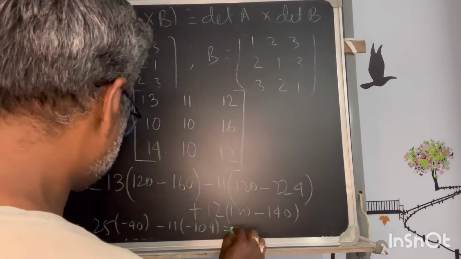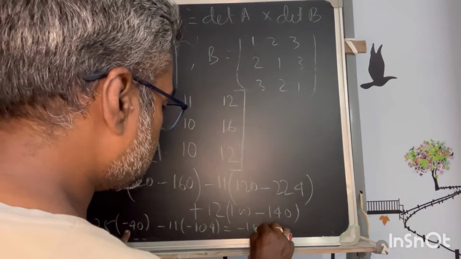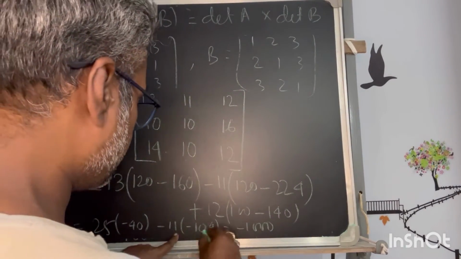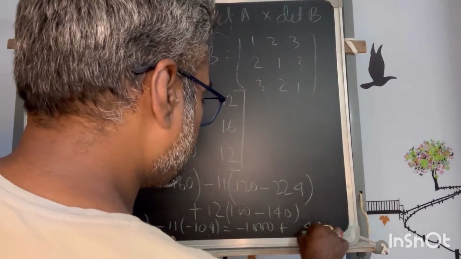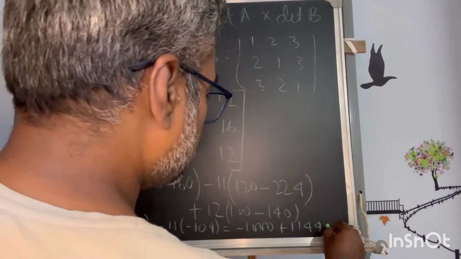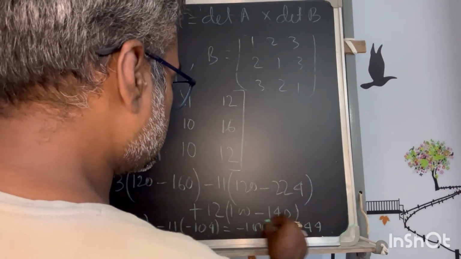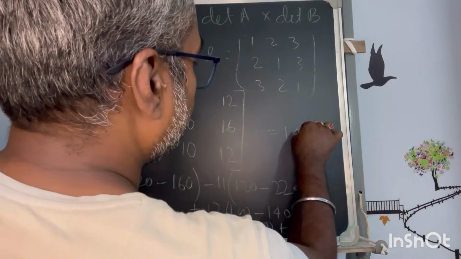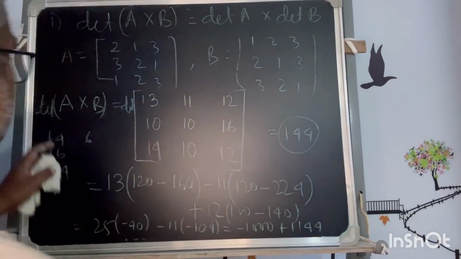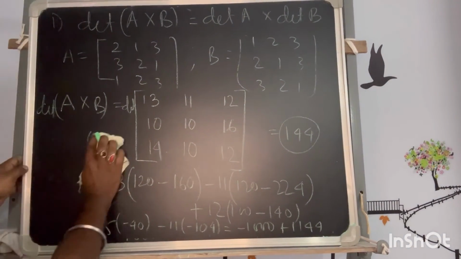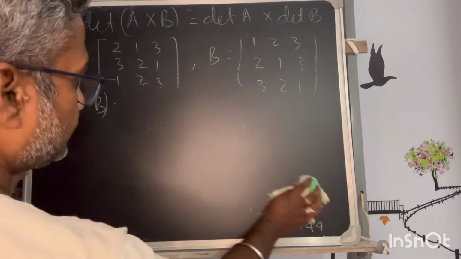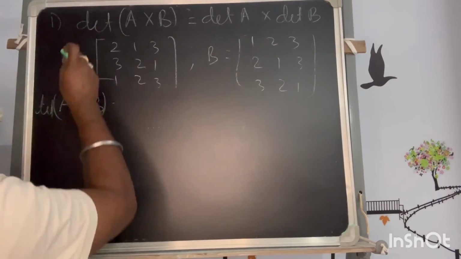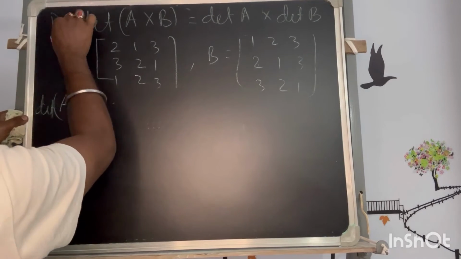So the answer will be, this is minus 1000 and this is minus plus 11 4 is 44, 11 1 is 11. So this will give you how much? This minus 1000, it will be 144. So remember this 144 for the determinant of the product. Now individually I will take the, so this becomes the 144 answer.